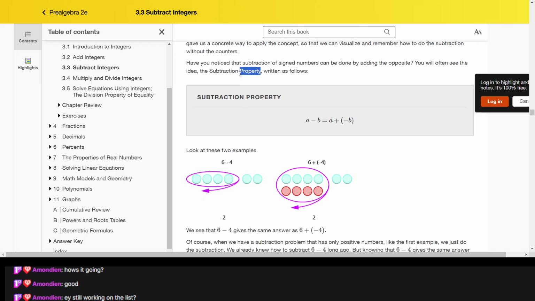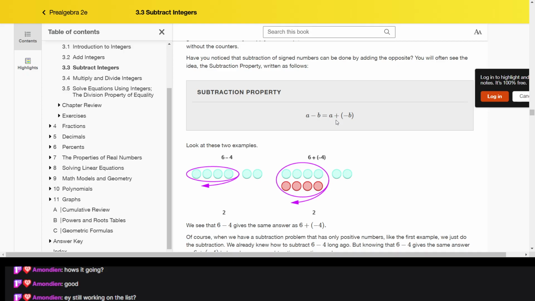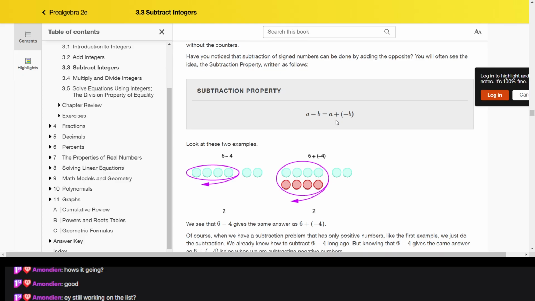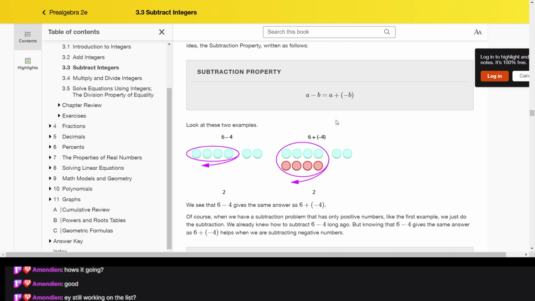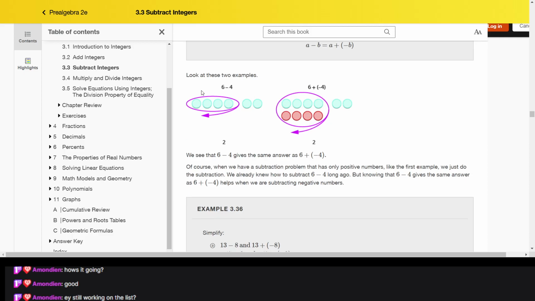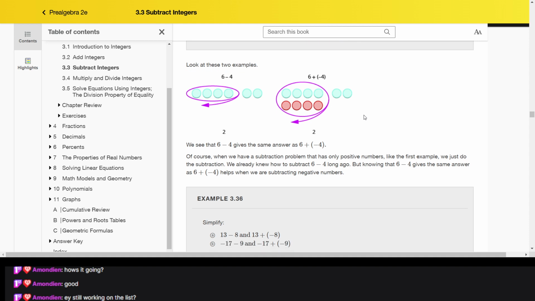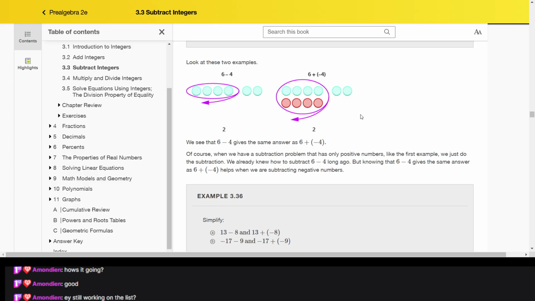Have you noticed that subtraction of signed numbers can be done by adding the opposite? You often see the idea, the subtraction property, written as follows: a minus b equals a plus minus b. Look at these two examples. So 6 minus 4 gives the same answer as 6 plus negative 4.